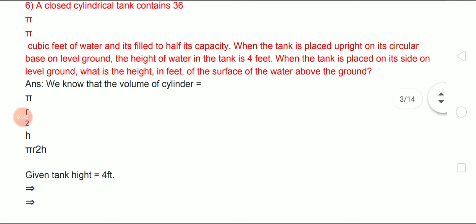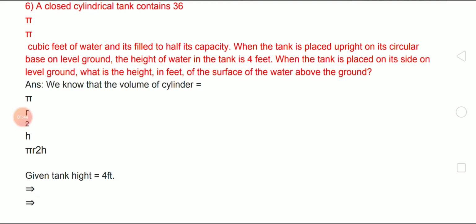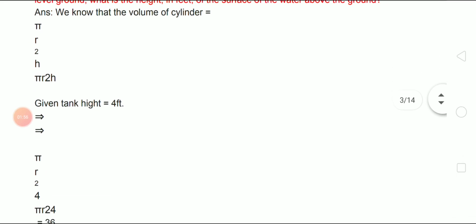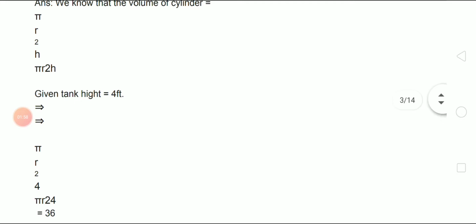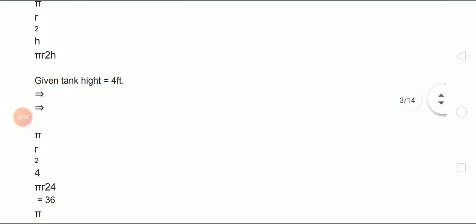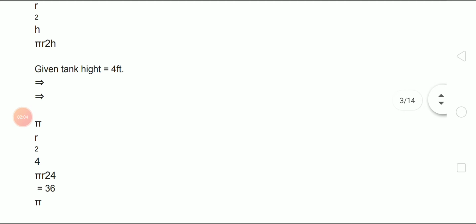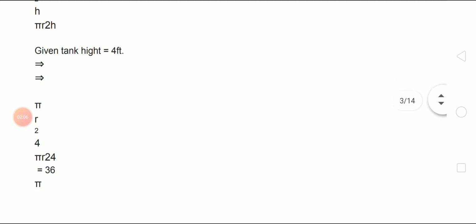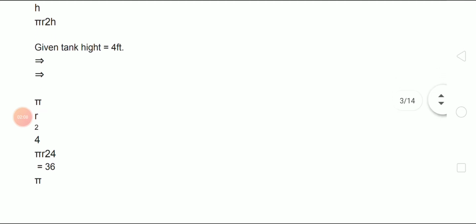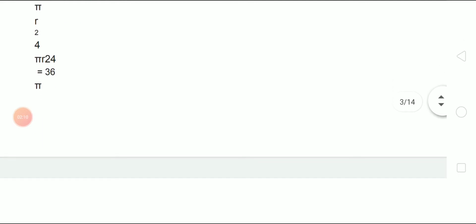So if you are going to answer this question, you should know the formula for the volume of the cylinder. Okay, the volume of the cylinder formula is pi r square h. Here the given height of the water is 4 feet. So the formula is pi r square h, right? Here pi r square into 4. Okay, pi r square into 4 is nothing but 36 pi.